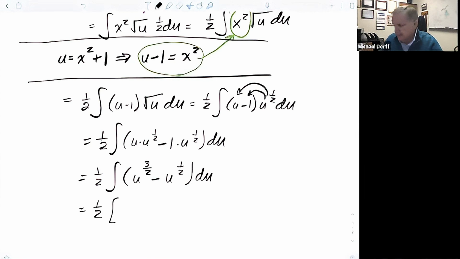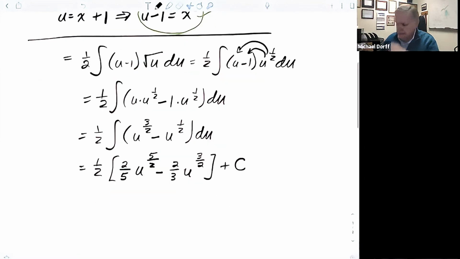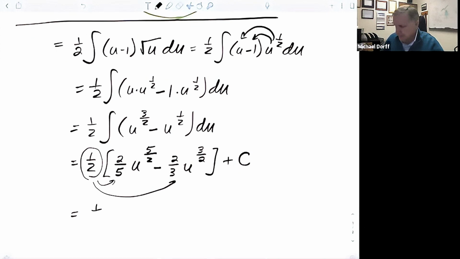So I have 1/2 times u to the 3/2. I'm going to add 1 to the exponent, so I get u to the 5/2, and multiply by the reciprocal of that exponent, making it the coefficient out front. Likewise, for u to the 1/2, I'm going to add 1 to the exponent, which gives me 3/2, and multiply by 2/3, and add c. Now I'm going to distribute this 1/2 out front to both terms. 1/2 times 2/5 gives me 1/5 u to the 5/2. And when I distribute the 1/2 to the negative 2/3, that gives me minus 1/3 u to the 3/2 plus c. And we're almost done.